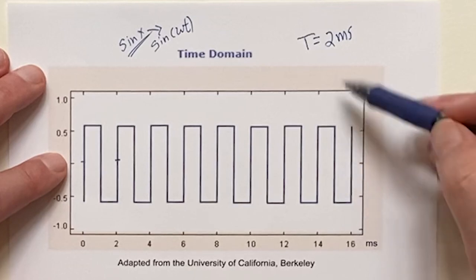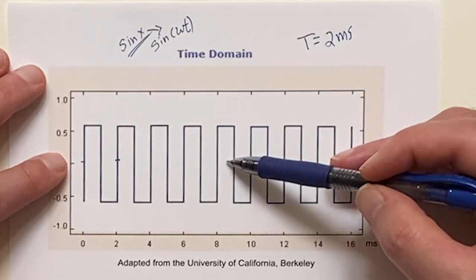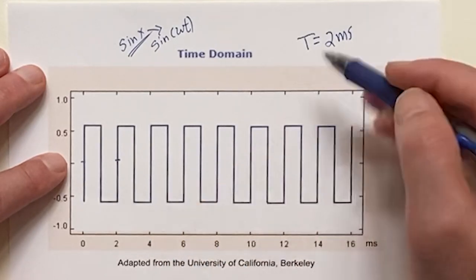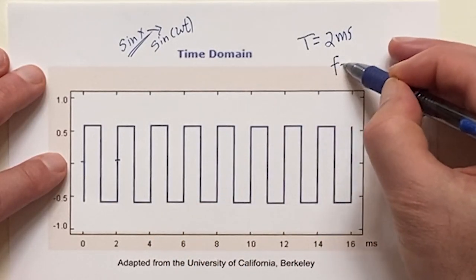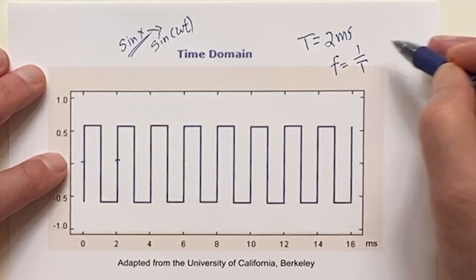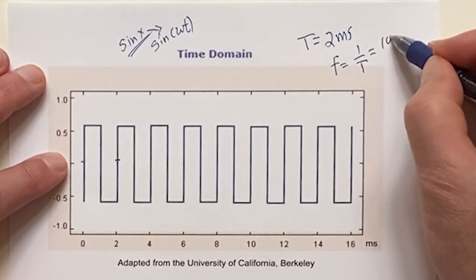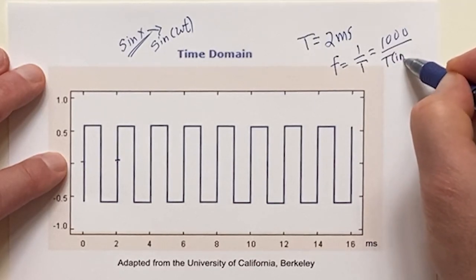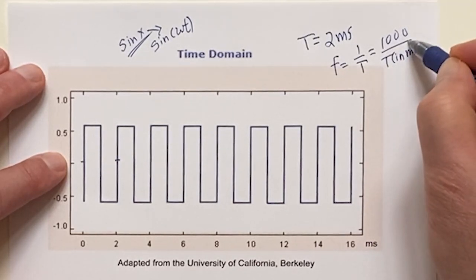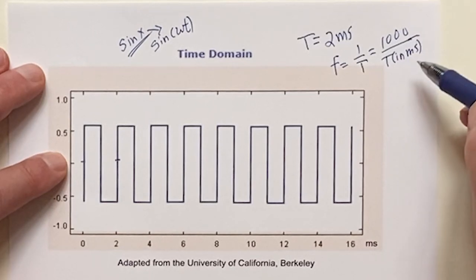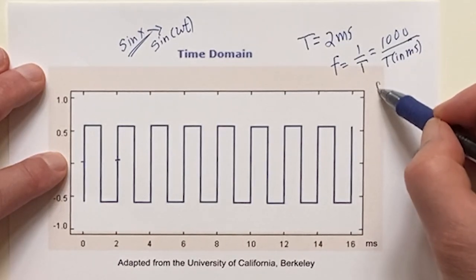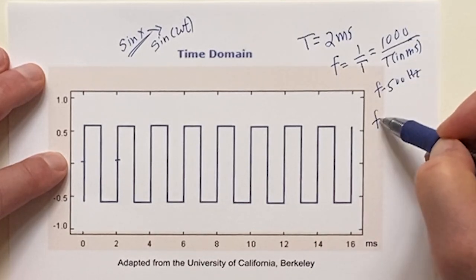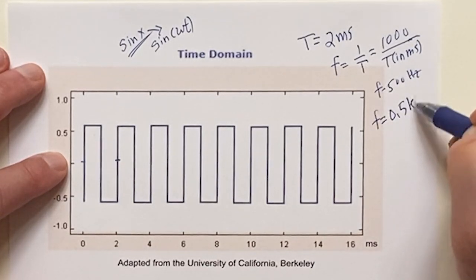So that's 2 milliseconds. And then if you do the Fourier series, you've got to find the frequency first. Frequency is 1/T. But when you have T in milliseconds, a cool formula I tell my intro students to do, because we do labs like this in the intro physics of music class, then you would get here 500 Hertz. And that would be equal to 0.5 kilohertz.